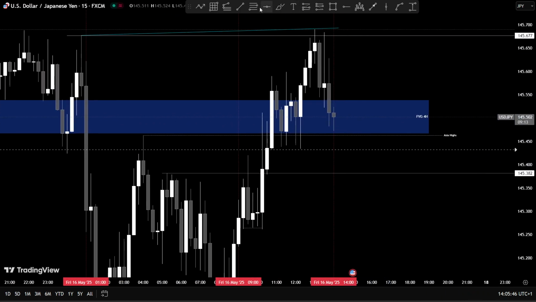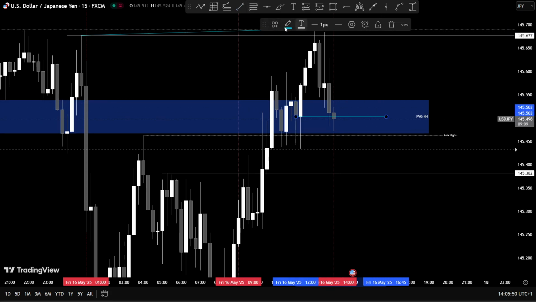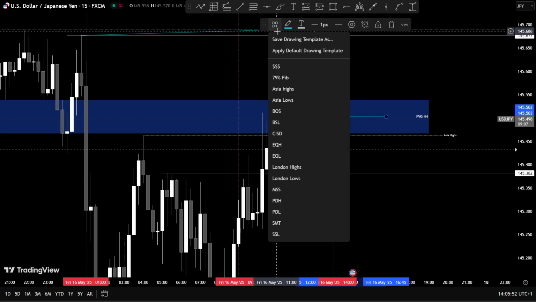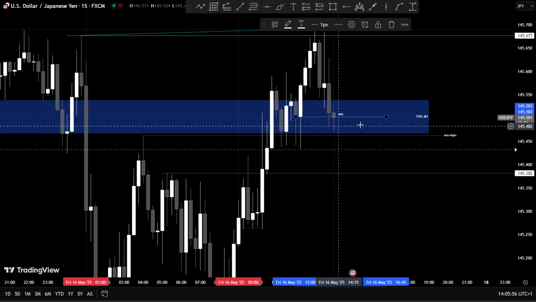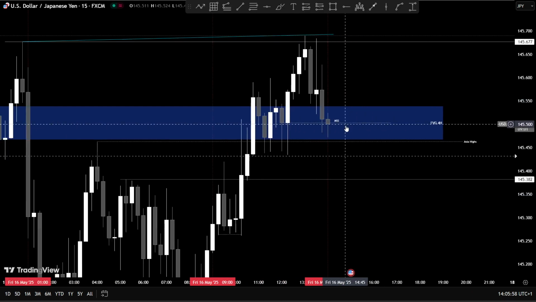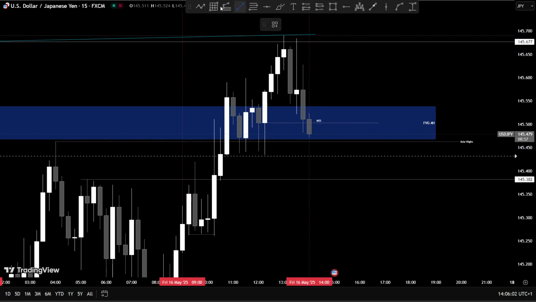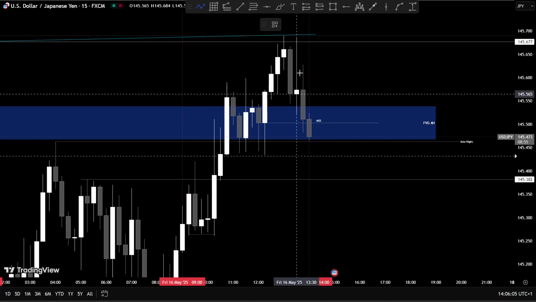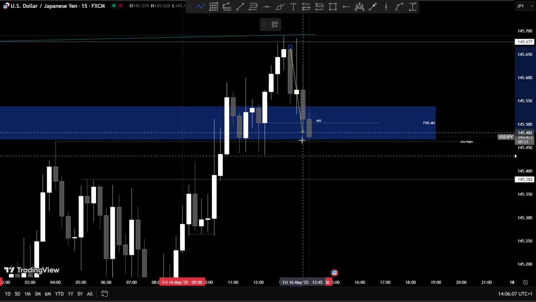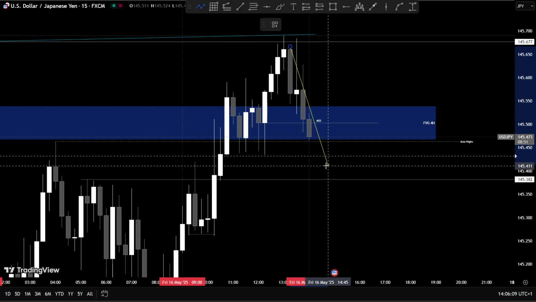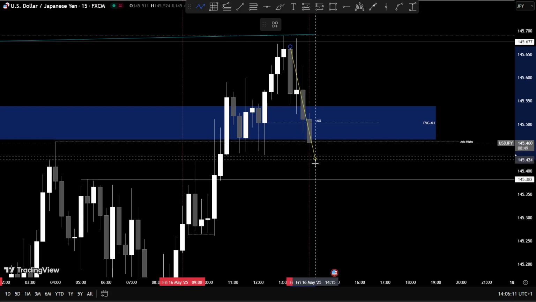And I want to see a market structure shift on the 15-minute time frame to confirm that the bearish order flow is still running. So this is where the market structure shift is going to happen. What I want to see price do now, after taking out these Asian session highs and making a 1-hour bearish break of structure, is a market structure shift on the 15-minute time frame.